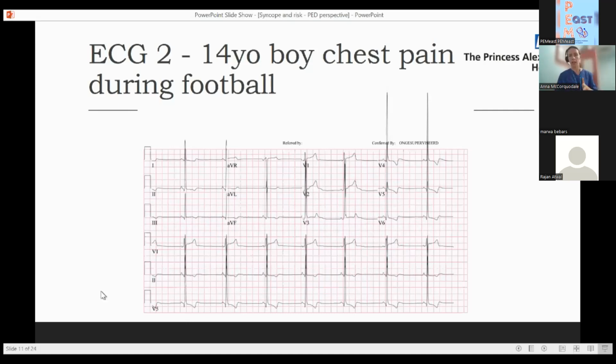You're going to check, is he in sinus rhythm? Yes. Does he have P waves? Yes. Does he have a delta wave? Probably not, although this is a bit upsloping, so you'd have to check how long his PR interval is.